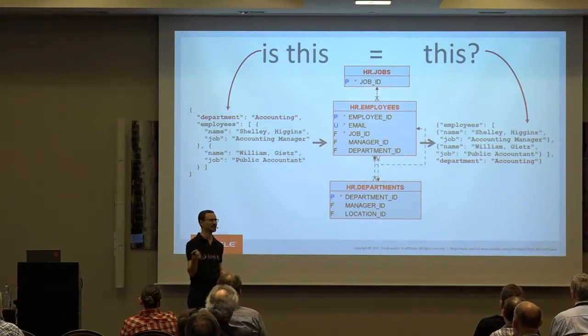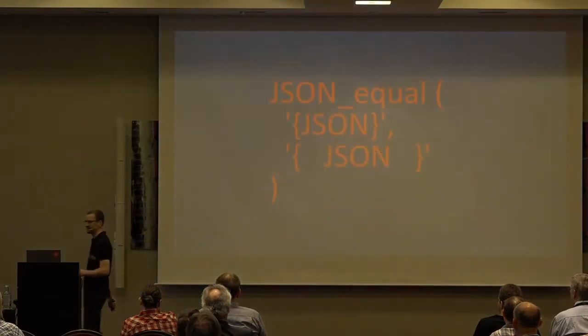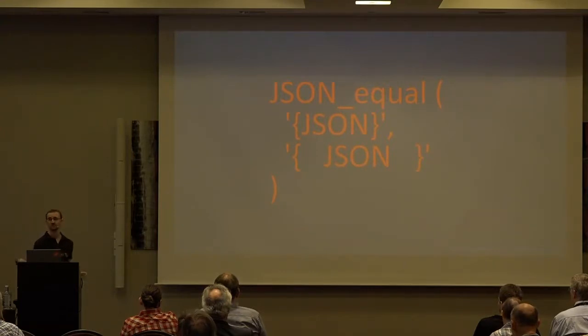So how do you validate that? How do you check that these are the same? Not an easy thing to do. So in 18c, we've introduced a new condition, JSON_EQUAL. Nice and easy, pass it two JSON documents, and it will tell you whether or not they're the same.